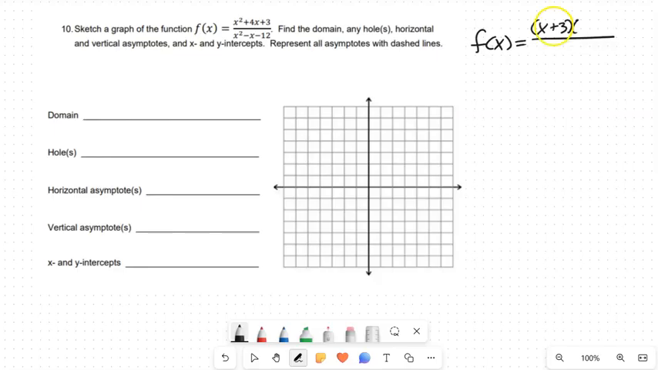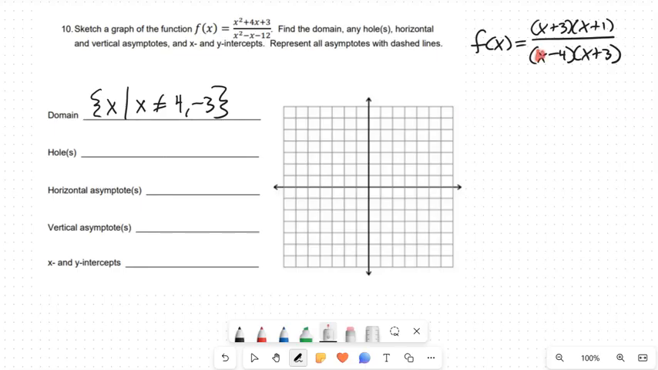I have x plus 3 times x plus 1 on the top, and x minus 4, x plus 3 on the bottom. And right away, I can get the domain. I'm going to write the domain in set notation because of the efficiency of it. X cannot equal 4 or negative 3. The reason is that if I use 4, I get a divide by 0, and if I use negative 3, I also get a divide by 0. We can't have any divide by zeros, those are undefined.